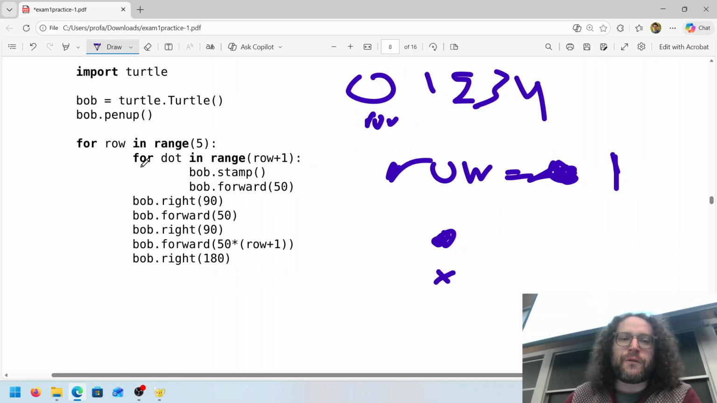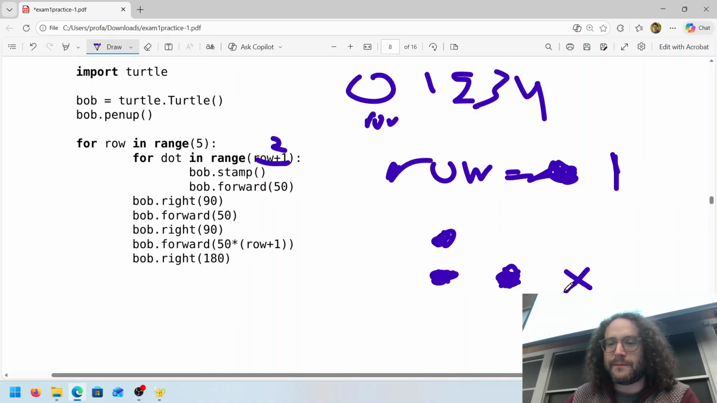So now, for dot in range 1 plus 1. Math is easy there. That's 2. So we do this 2 times. Bob.stamp. So we stamp here. Move forward 50. Do it another time. Bob.stamp, move forward 50. Turn right 90 degrees. So now we're going to face this way. Move forward 50. We're over here now.